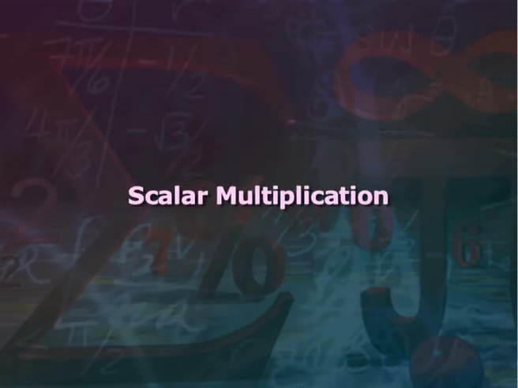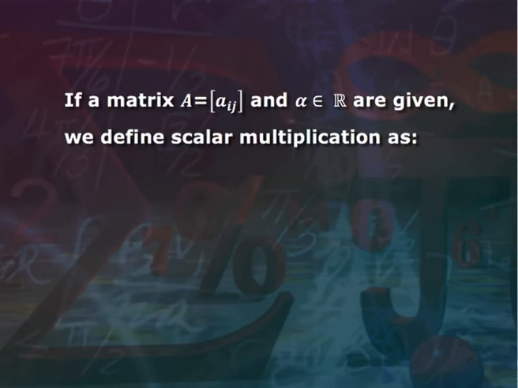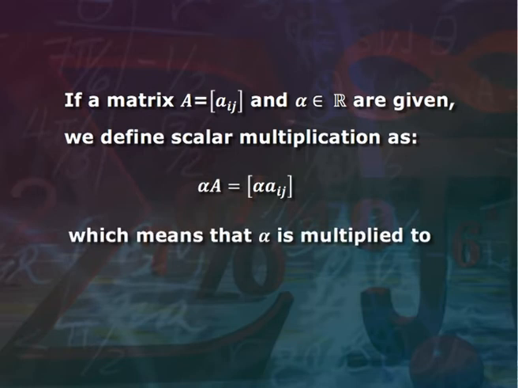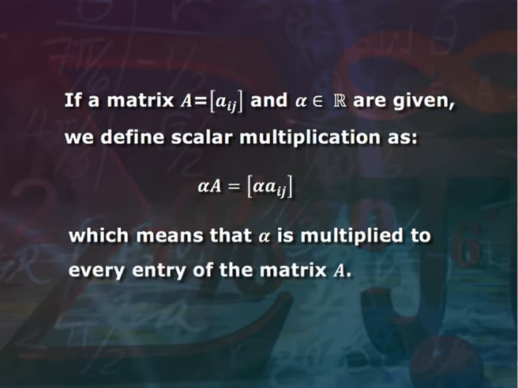Scalar multiplication. If a matrix A equals [aij] and alpha in R are given, we define scalar multiplication as alpha A equals the matrix [alpha aij], which means alpha is multiplied to every entry of the matrix A.